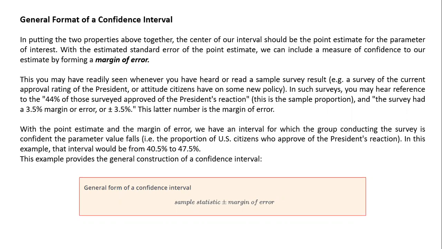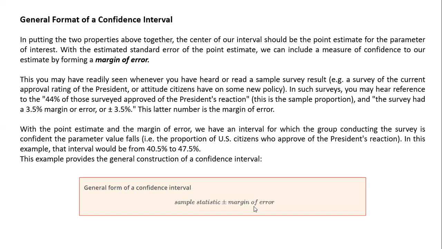Then we are going to talk about confidence intervals. When we talk about confidence intervals, in putting the two properties above together, the center of our interval should be the point estimate for the parameter of interest. With the estimated standard error of the point estimate, we can include a measure of confidence in our estimate by forming a margin of error. Simply put, the general form of a confidence interval is sample statistic plus or minus margin of error. To get the idea, if I say the sample mean is 20, it can come with a value like plus or minus 5.